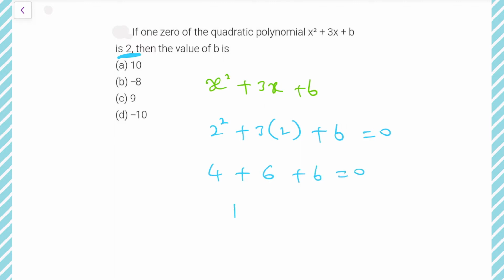4 plus 6 is 10, plus b is equal to 0. Then we need to find the b value. So take plus 10 to the other side, it becomes minus 10. So b is equal to minus 10. Option D is the correct option.